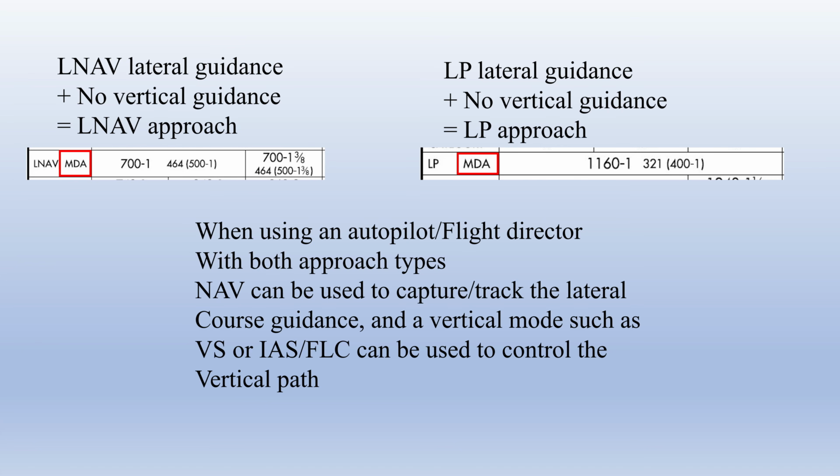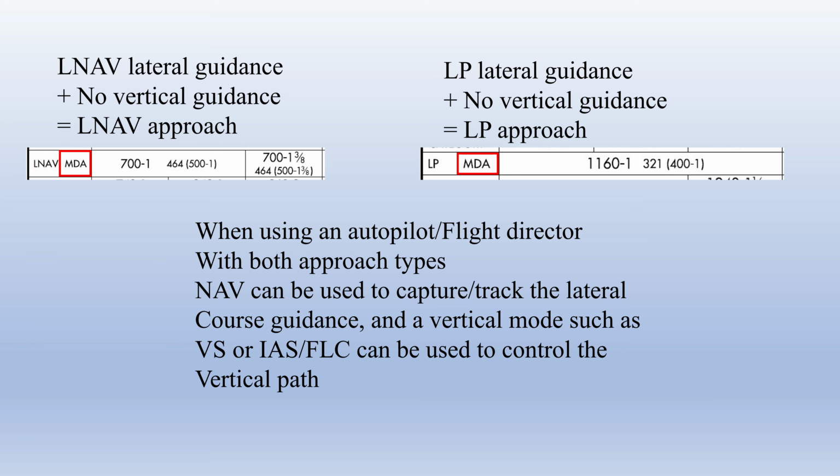If you're using an autopilot or a flight director with both of these types of approaches, I'll mention the only difference between them is that the LNAV approach has a course that does not get narrower. It stays at 0.3 nautical miles from the final approach fix all the way to the missed approach point. And then the LP is a lot like the LP+V, except it doesn't have vertical guidance, and it narrows from 0.3 nautical miles at the final approach fix down to 700 feet at the missed approach point at the runway threshold.